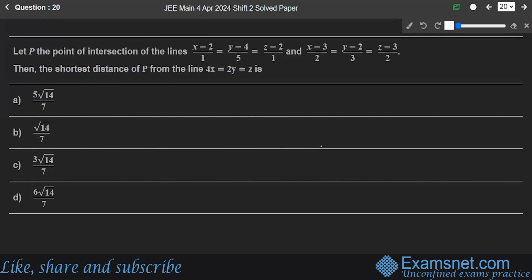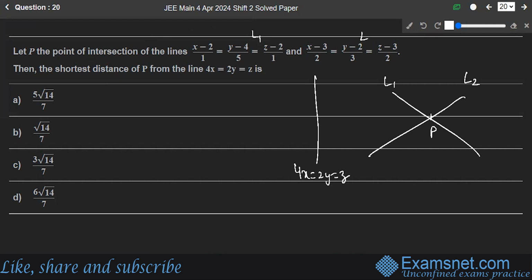Question number 21: let P be the point of intersection of these two lines. Then the shortest distance of P from this line is equal to. So basically you have three lines. Let's say this is line L1 and L2, and this P is their point of intersection. And this is your third line, 4x equal to 2y equal to z, let's say this is your line L3. This shortest distance you need to find in the question.